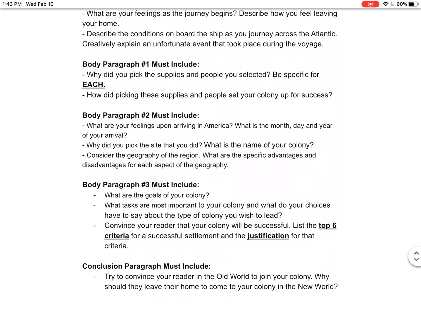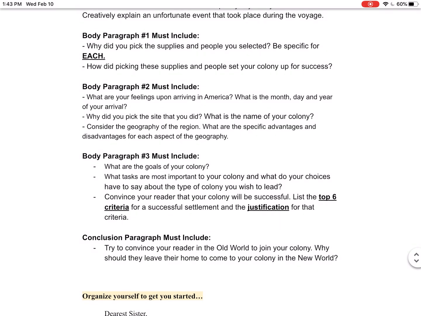In the second paragraph, this is your body. You want to include the following. Why did you pick the supplies and the people that you selected? Make sure that you're being specific for each person and each supply. So again, this is a letter. You don't want to just simply list them off. You want to be as creative as possible as you are writing home to mom and dad or grandma, aunt, whoever. How did these supplies set you up for success in the colonies? Or maybe it didn't. Make sure you include that.